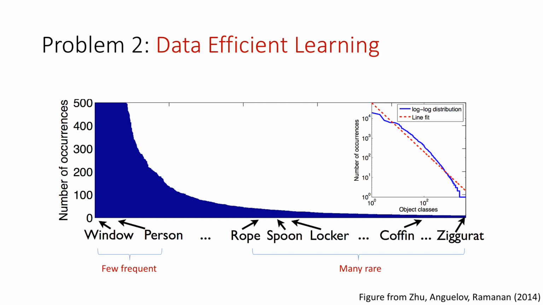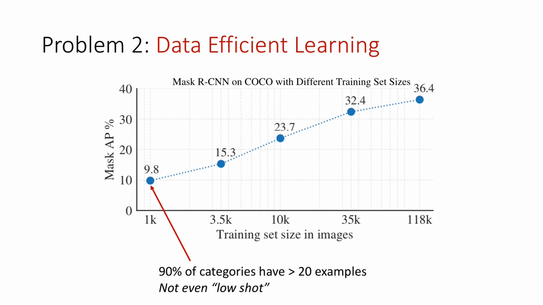When a dataset contains a large number of categories, it will naturally contain frequently occurring categories, as well as a long tail of rarely occurring categories. And as we know, if categories have relatively few examples, accuracy of existing systems drops to very low levels. For example, if we reduce the COCO training data to 1,000 images, then AP, or average precision, for this particular detector drops from 36 to just 10. And this is a case in which 90% of the categories still have more than 20 examples, which might not even be considered low-shot learning by many people.